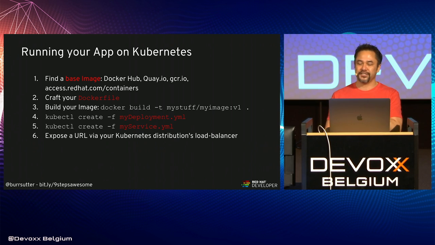There's also Quay.io, GCR.io, which is the Google one. And then Red Hat also provides a certified set of container images, so you can start with, like, if you want to run a Java one, or if you want to run with Postgres, or you want to run with Node, et cetera. So figure out where your base image is going to come from.